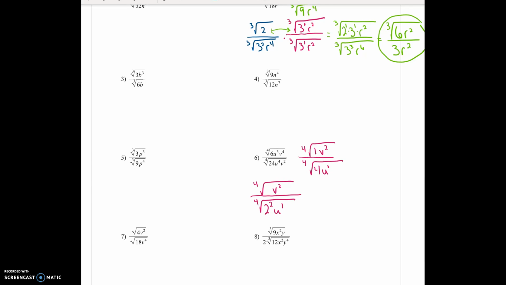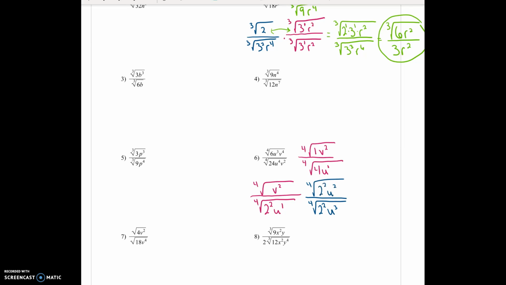No radicals under the denominator. So first I'm going to fix the denominator. So to do that, I'm going to multiply it by another 4th root, and I need more 2's and more u's. So with my 2 2's that I have, if I give 2 more, now it's perfect, and the 1 u needs 3 more. And again, whatever you do to the bottom, you do to the top.